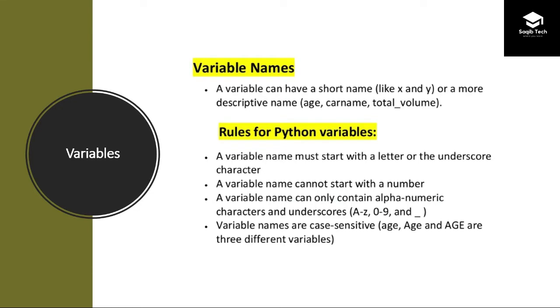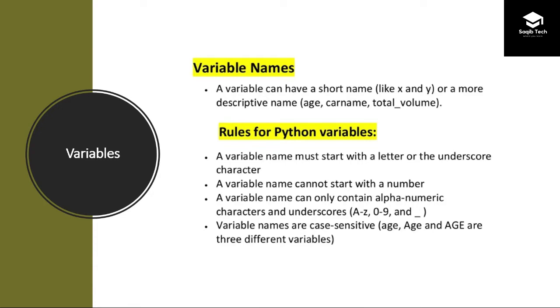Let's talk about variable names. When declaring variable names, there must be some rules to declare a variable. So what are those rules? Let's look at them one by one. The first rule is that a variable name must start with a letter or an underscore. What does it mean? We can declare a variable with a starting character that is a letter or an underscore, nothing more than that.